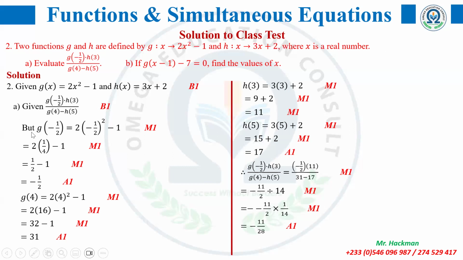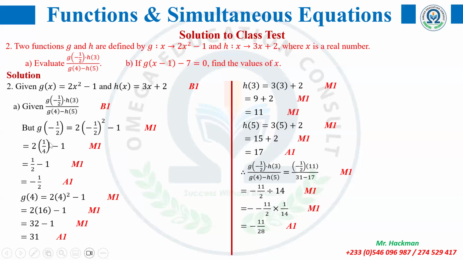I wrote j of minus half, then j of 4, and so on. So I did all the j functions that I'm supposed to evaluate, feeding them with certain inputs. So j of minus half will be equal to, wherever I see x in j of x, it is minus half. So this is your j of x. I put minus half in brackets, squared, then minus 1.